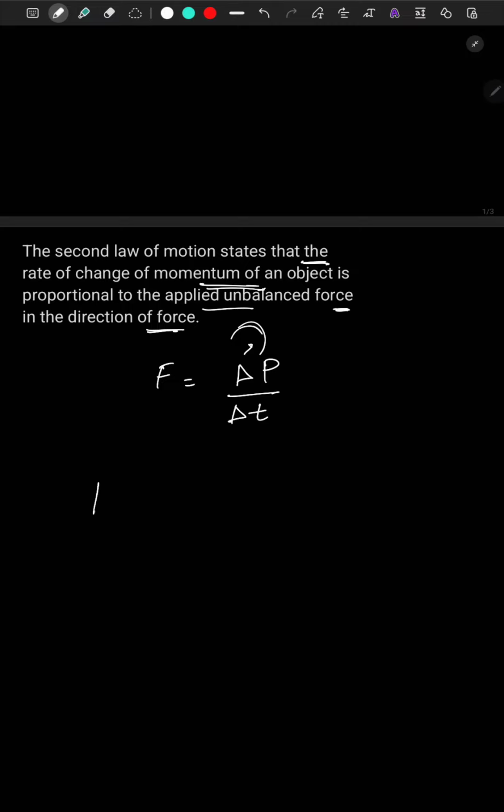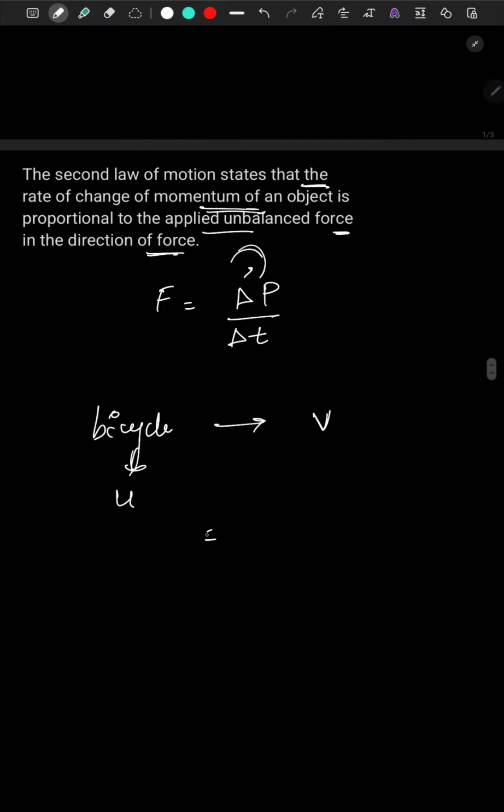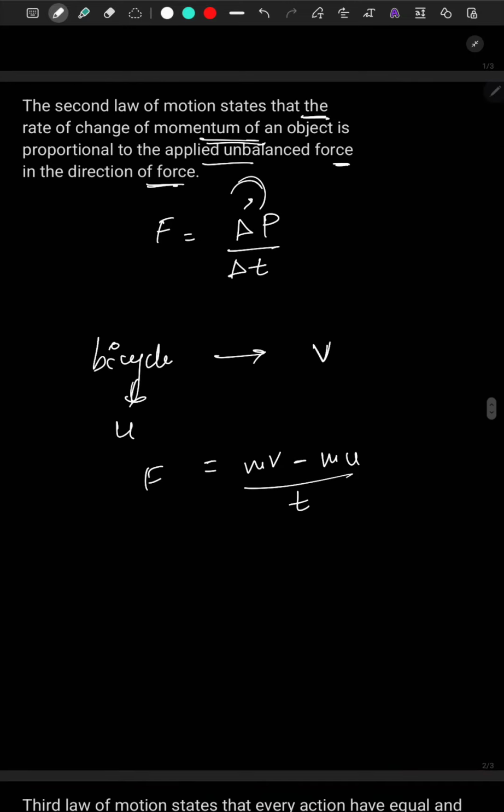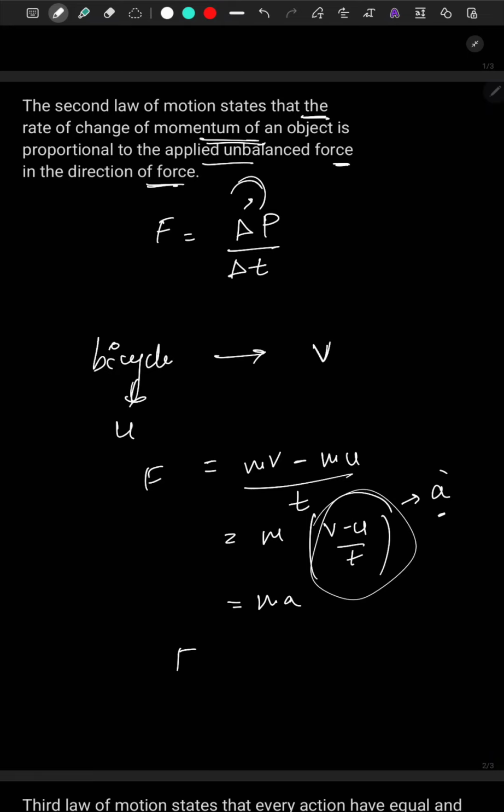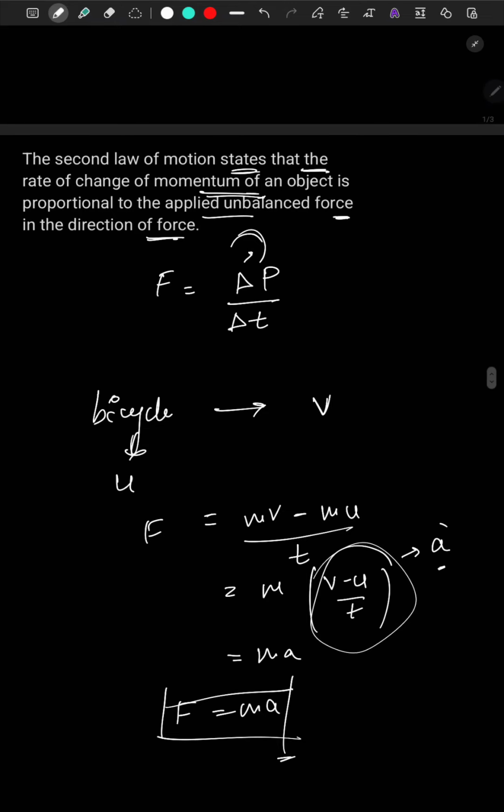Now let us assume that there is a bicycle. Firstly, it starts with a velocity u, and then it is moving, and at a point its velocity is v. So here the change of momentum will be equal to m into v, the final momentum, minus m into u, the initial momentum, upon time t. Now taking mass as common, m(v minus u) upon t. Now this change in velocity upon time represents acceleration, so force is equal to ma. So force equals ma can also be written through this second law of motion.